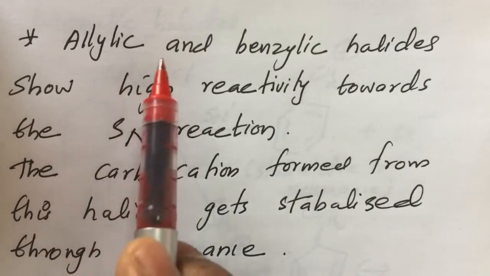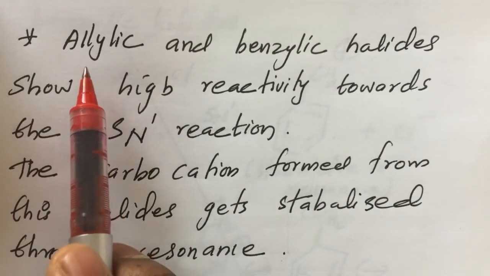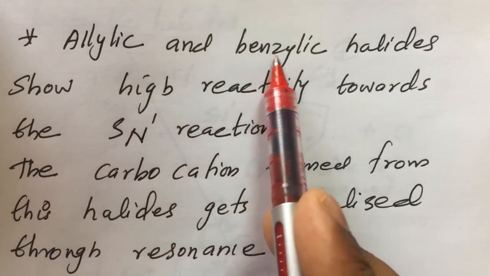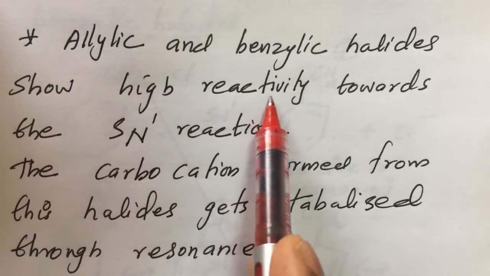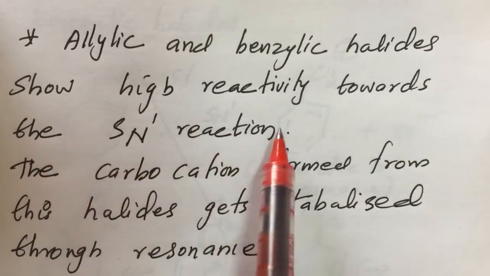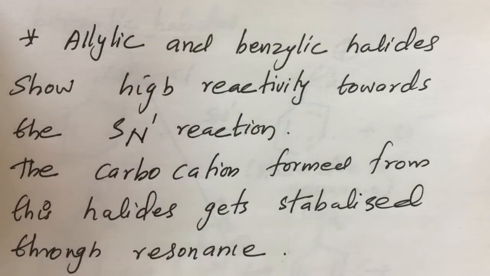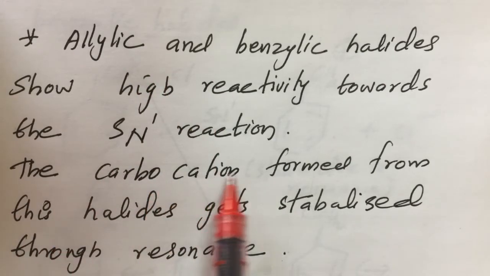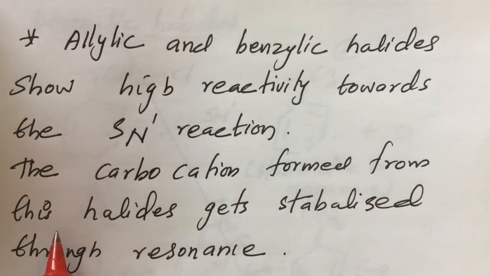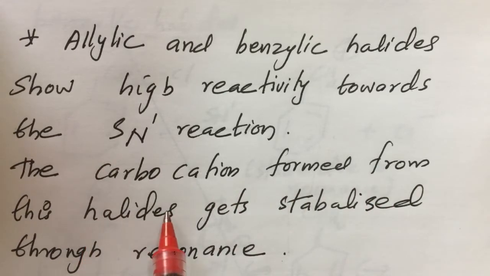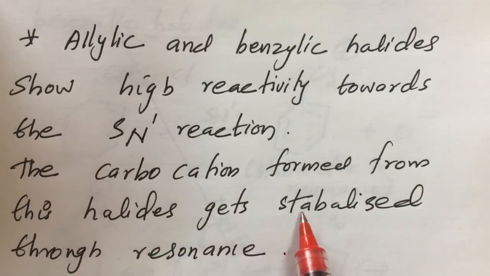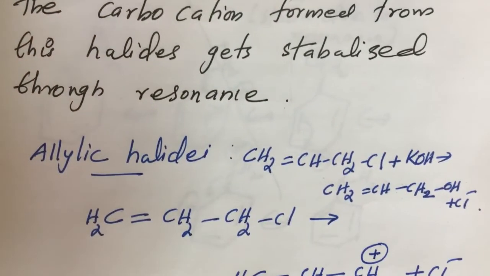Okay, the next point is very important. Allylic and benzylic halides show high reactivity towards the SN1 reaction. The reason is given here. The carbocation formed from allylic and benzylic halides gets stabilized through resonance. Let's see the example of allylic halide.